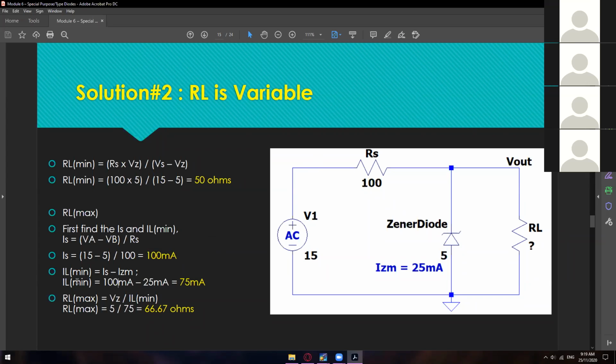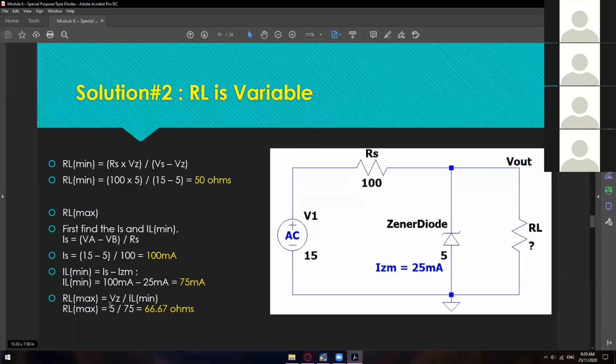And then solving for the IL min. IL min is equal to IS minus IZM. IS is already solved, and IZM is the maximum current of the Zener diode, which is equal to 25 milliamps. So just substitute the IS: 100 milliamps minus 25 milliamps. Solve this one, then you will get 75 milliamps. Now we already have our IL min and the IS, so now we can solve for the RL max.